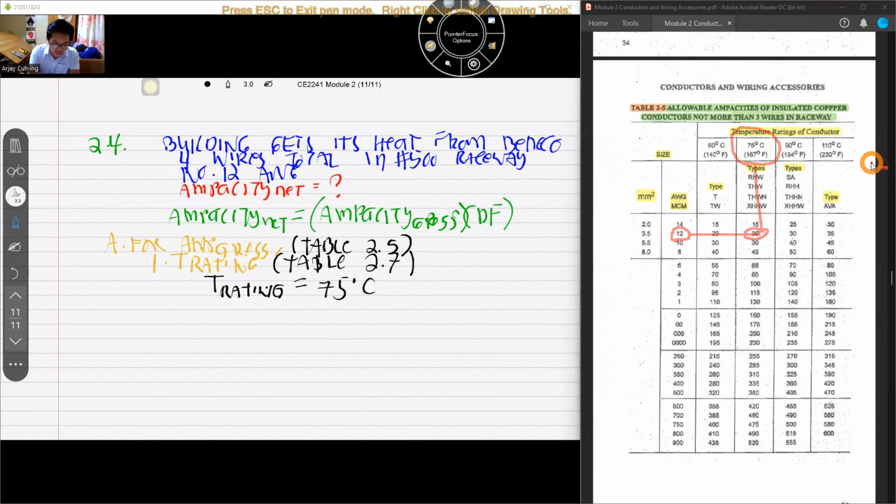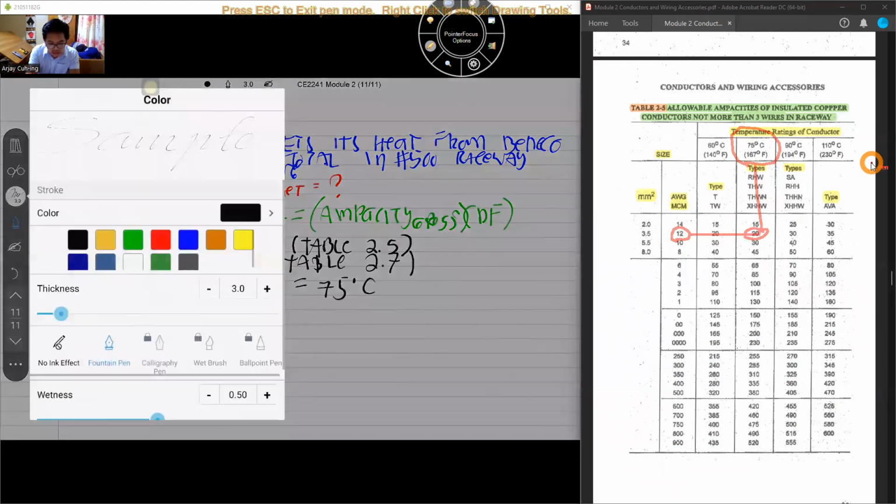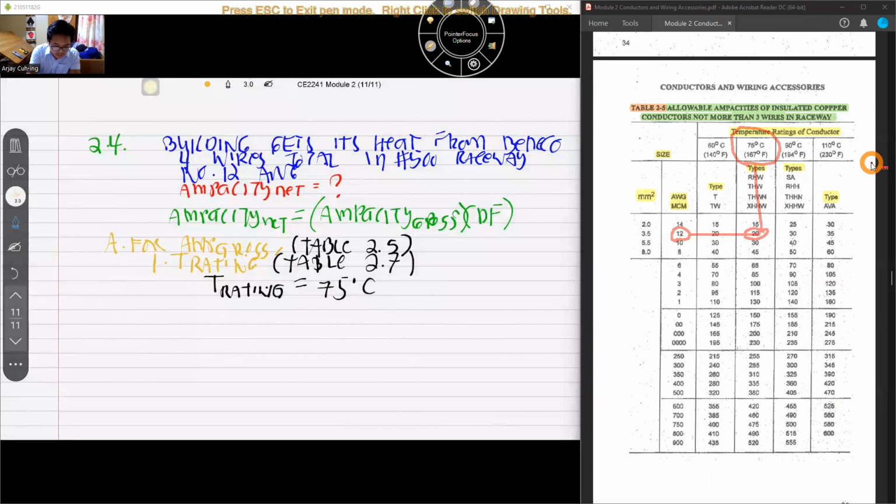Okay. So with that class, makukuha na natin yung ating ampacity gross equal to class 2. So as yung nasa table class, 20 amperes. Okay. So next class, di ba, para mabuo na natin yung formula. So okay na tayo sa ampacity gross.